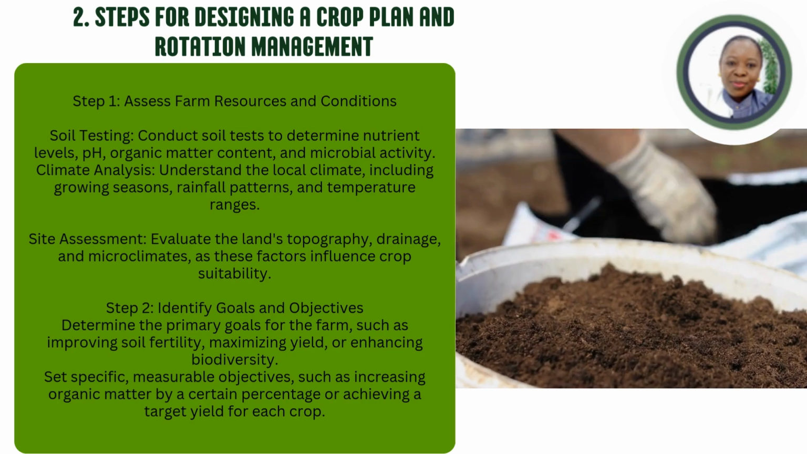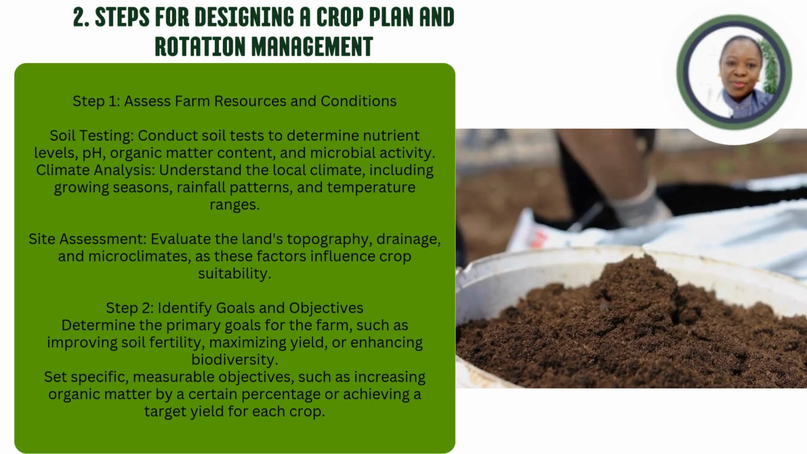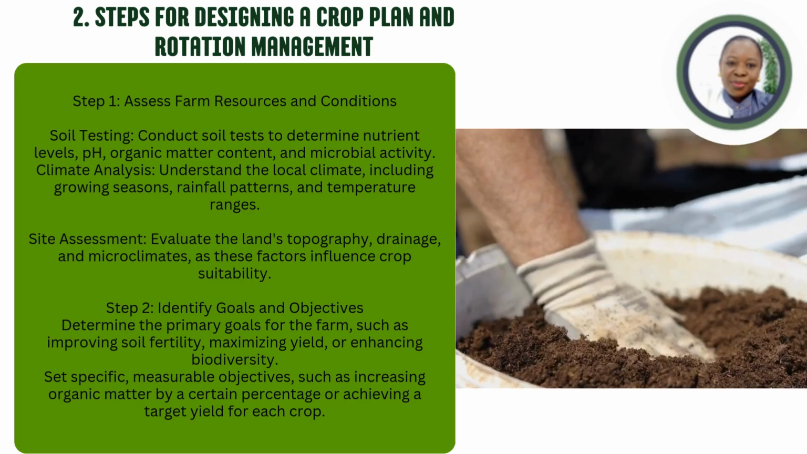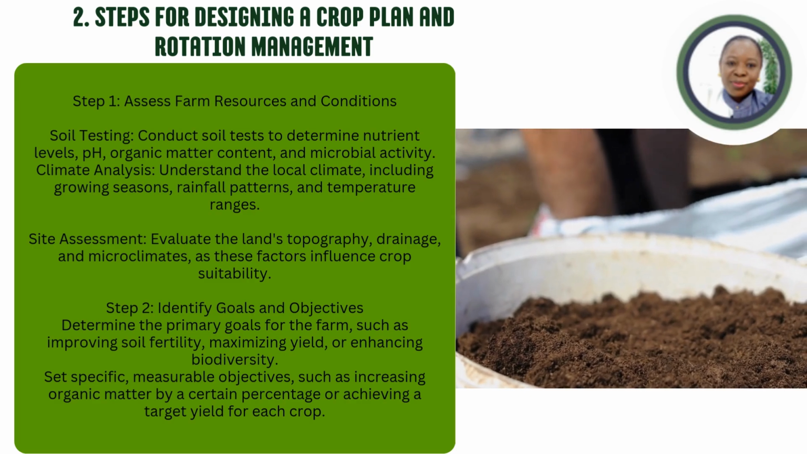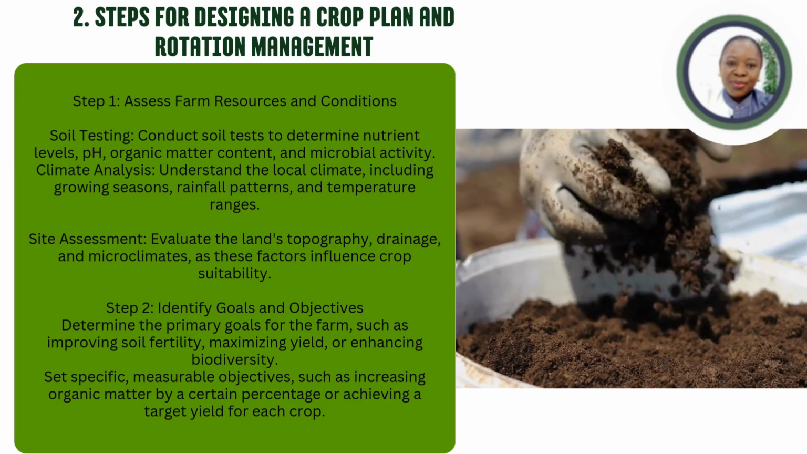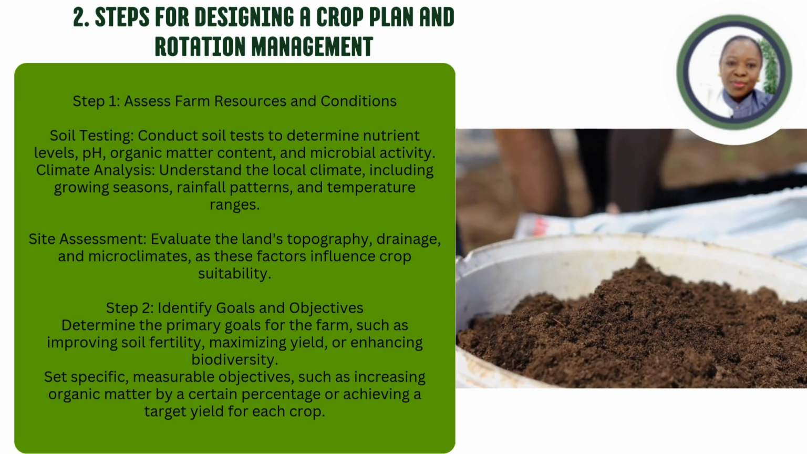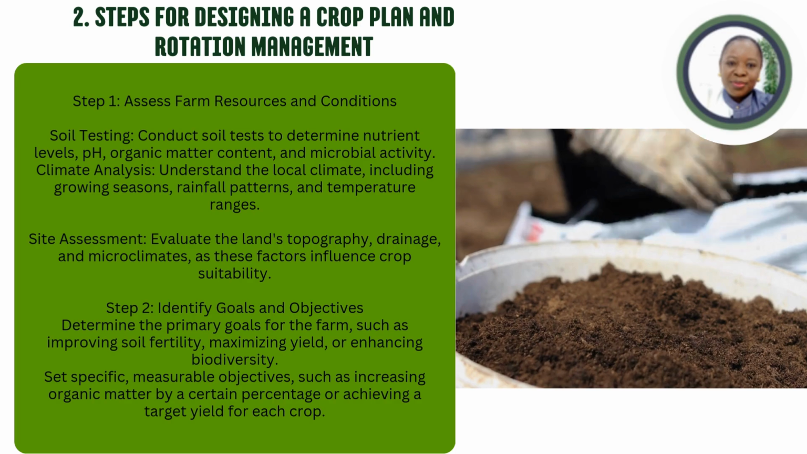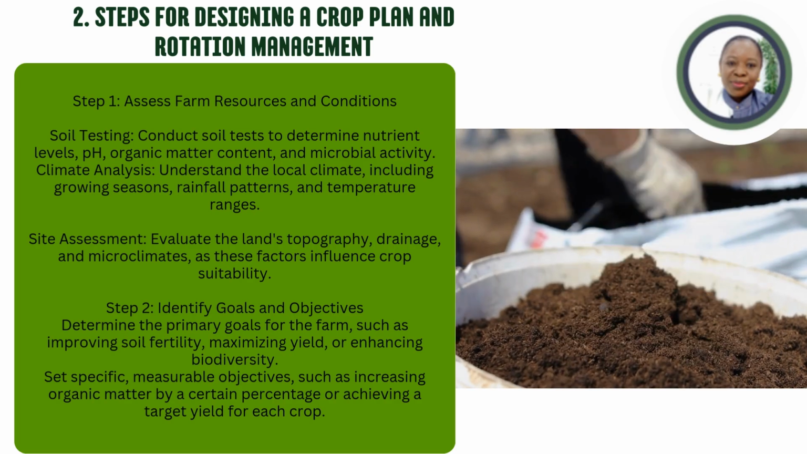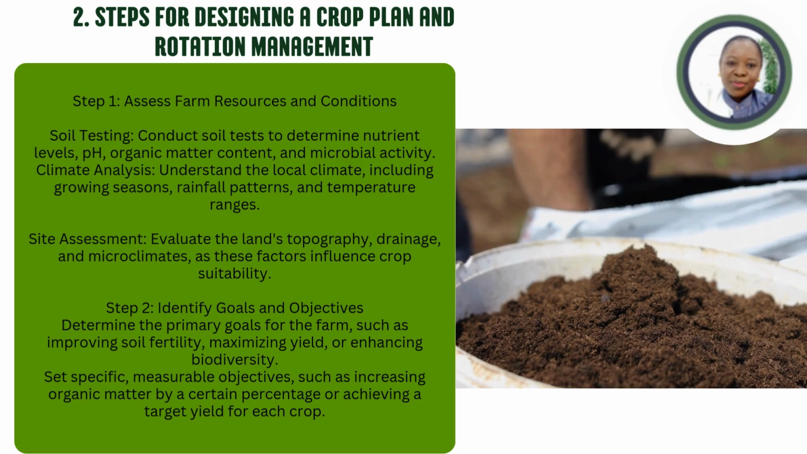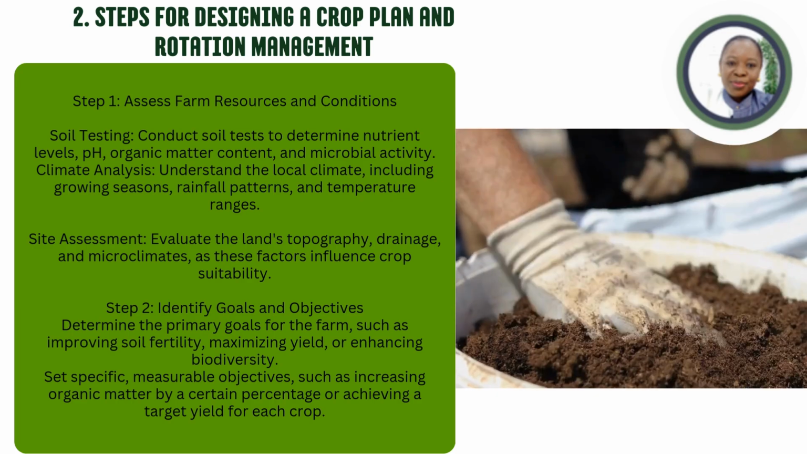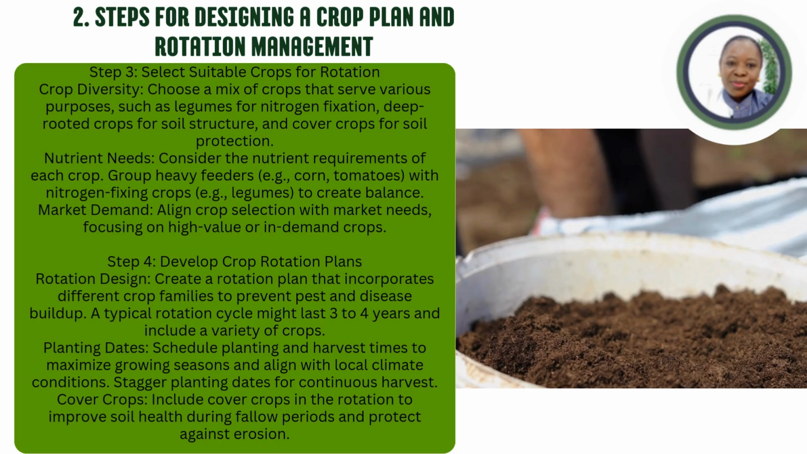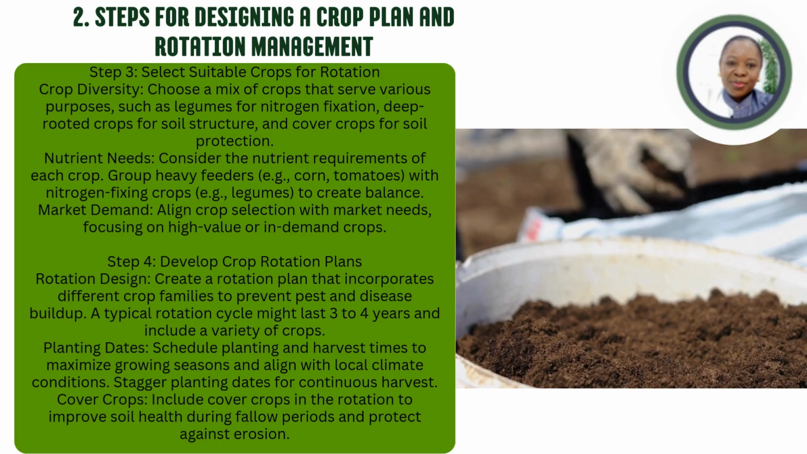Step 2. Identify goals and objectives. Determine the primary goals for the farm, such as improving soil fertility, maximizing yields, or enhancing biodiversity. Set specific measurable objectives, such as increasing organic matter by a certain percentage or achieving a target yield for each crop. Step 3. Select suitable crops for rotation.